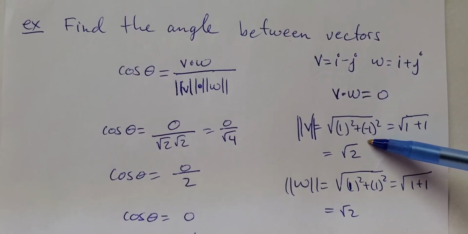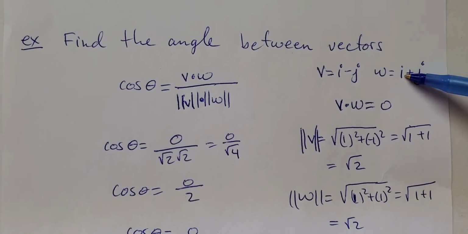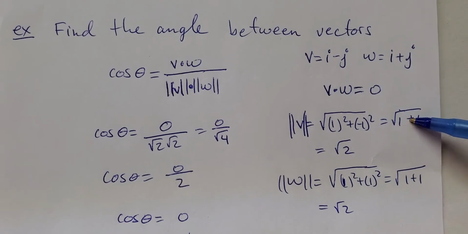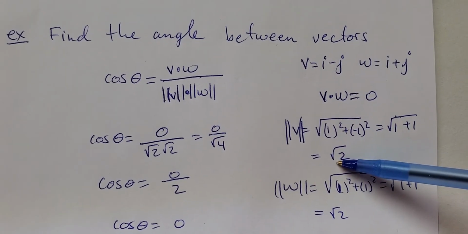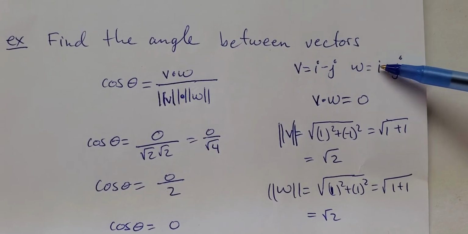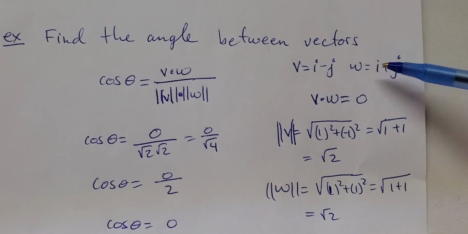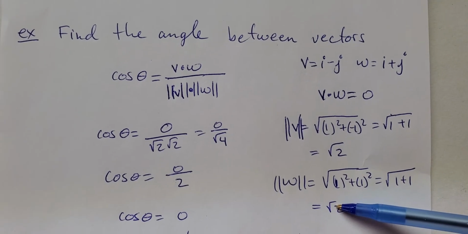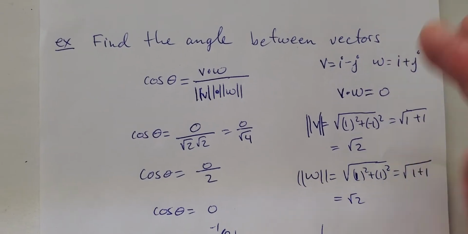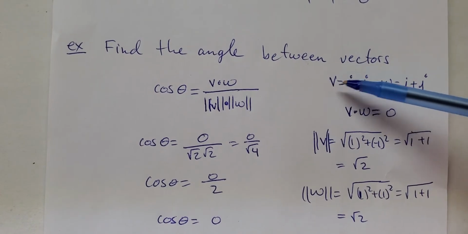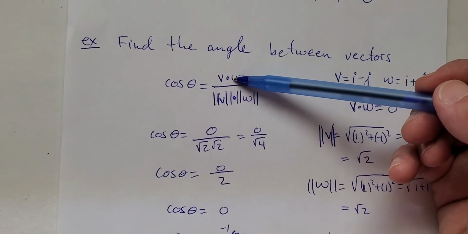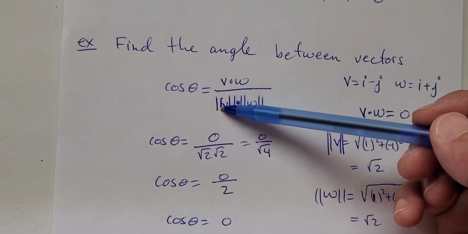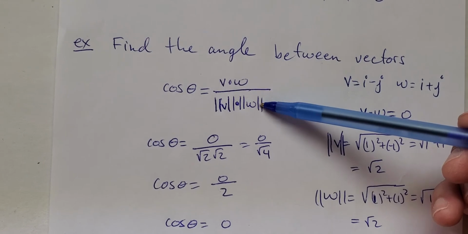Next, we need to find the magnitude for v, magnitude for w. So 1 squared plus -1 squared. So that just gives me 1 plus 1, square root 2. Same thing, find the magnitude of w, the vector w. So 1 squared plus 1 squared still gives me radical 2. So this is the formula to find the angle between these two vectors. So v dot w, and then the magnitude of v times the magnitude of w.